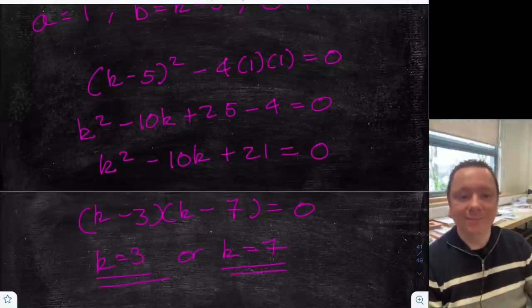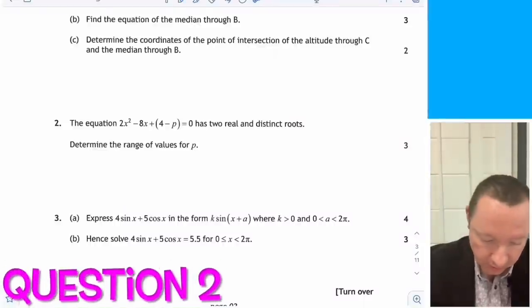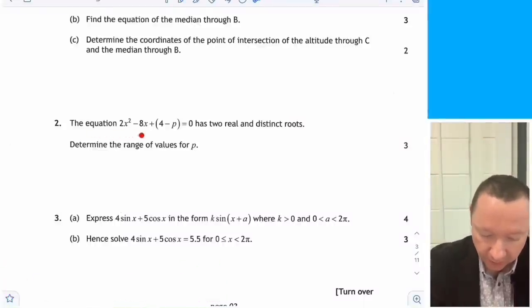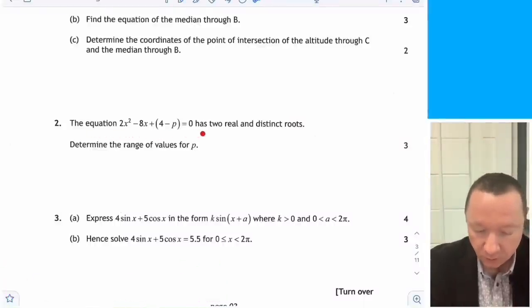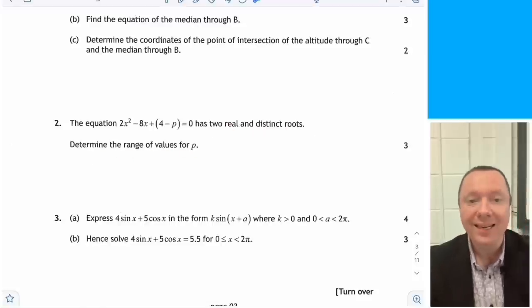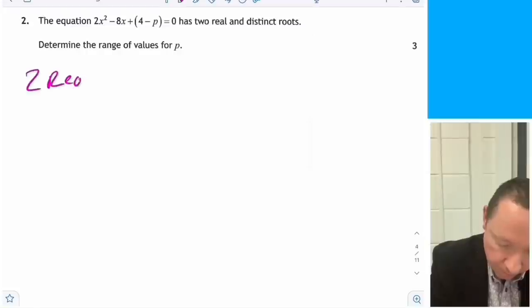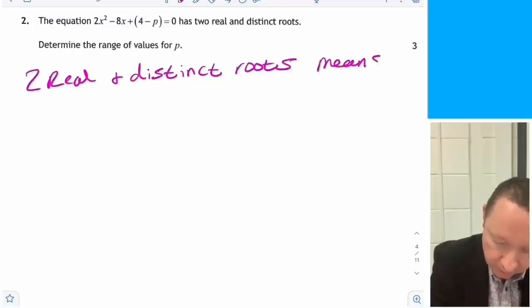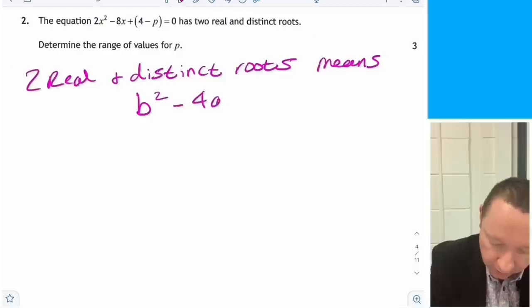And we're done there. Question 2 says, the equation 2x squared minus 8x plus 4 minus p equals 0 has two real and distinct roots. Determine the range of values of p. Two real and distinct roots means that the discriminant, in other words, b squared minus 4ac, has to be strictly greater than 0.